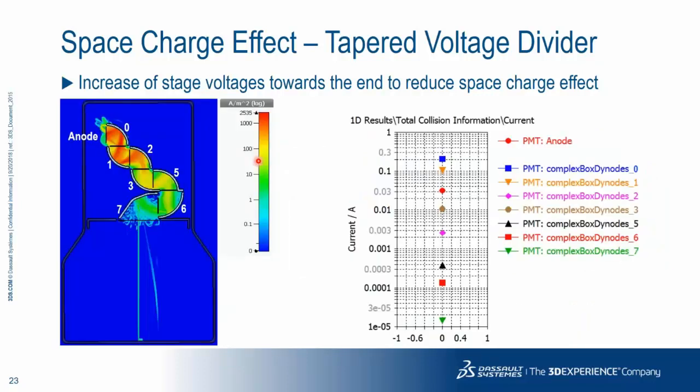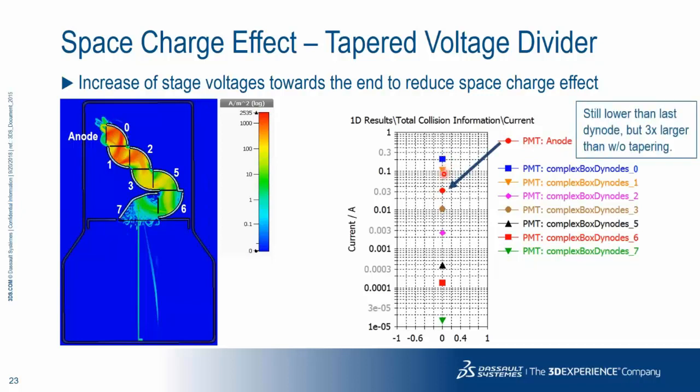If you do so, we still, of course, see the amplification effect. You see here already towards the anode, we have a better gain than before. And if we look at the numbers in detail, you see the anode still is not the maximum current, but at least it's 3 times larger than without tapering. And now our particles get stuck not already at dynode 1, but only at dynode 0. So with this kind of modification, we have already managed to get more output current here and to remove, let's say, the particles more towards the anode.